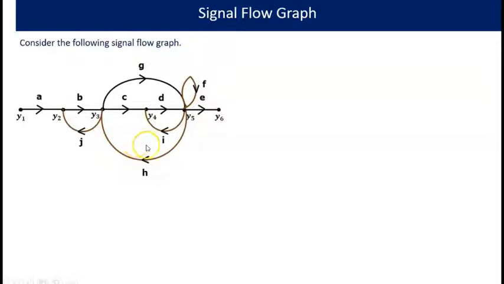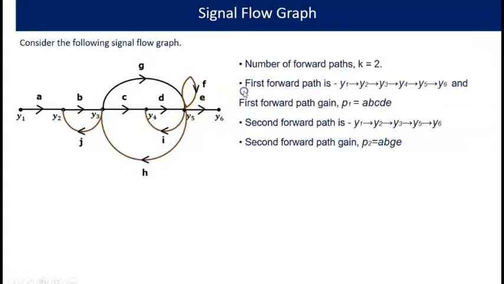We have to find the overall transfer function. First step is to identify all the forward paths. How many forward paths are there? Y1, Y2, Y3, Y4, Y5, Y6. That is one forward path. Another forward path is Y1, Y2, Y3 along this branch, Y5, Y6. So two forward paths are there, so k is equal to 2.